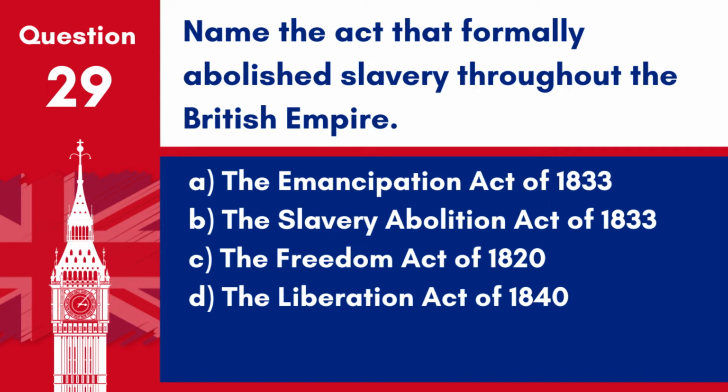Question 29. Name the act that formally abolished slavery throughout the British Empire. A. The Emancipation Act of 1833. B. The Slavery Abolition Act of 1833. C. The Freedom Act of 1820. D. The Liberation Act of 1840.